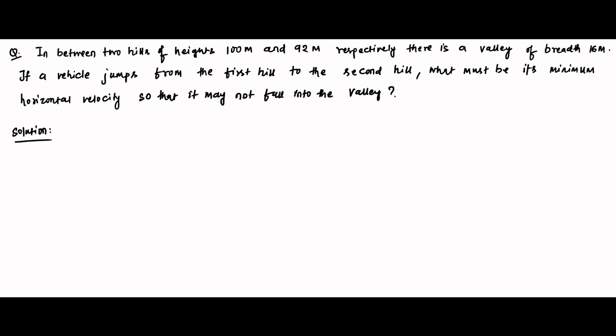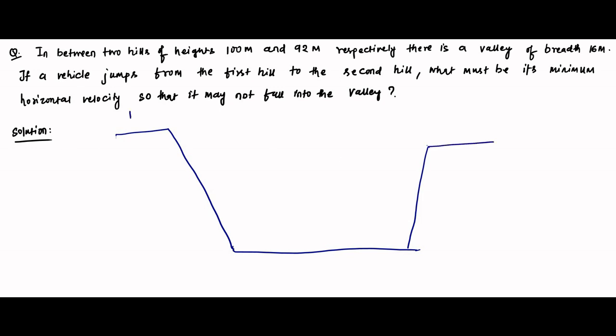So let us try to understand this whole situation with the help of a diagram. So we have two hills. This is the top of one hill. This is the valley, and then we have another hill here. This is the first hill, this is the second hill. The height of the first hill is 100 meters, and the height of the second hill is 92 meters.